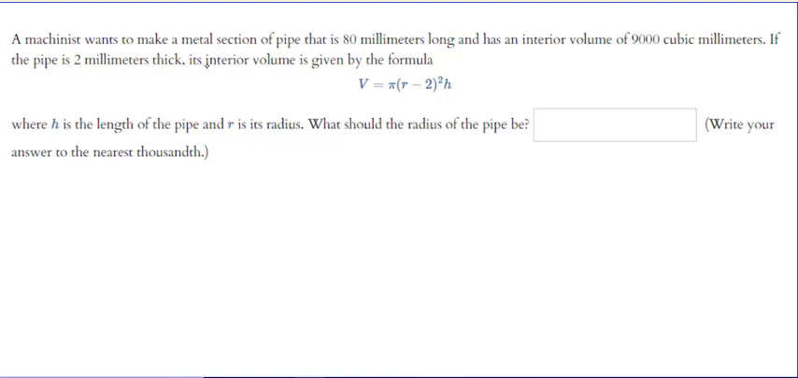A machinist wants to make a metal section of pipe that is 80 millimeters long and has an interior volume of 9,000 cubic meters. Okay, if the pipe is 2 millimeters thick, its interior volume is given by the formula V equals pi times r minus 2 squared times h. H is the length of the pipe, r is the radius. What should the radius of the pipe be? All right, guys, so we've got volume equals pi r minus 2 squared h.